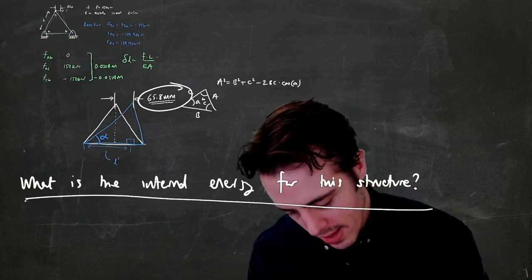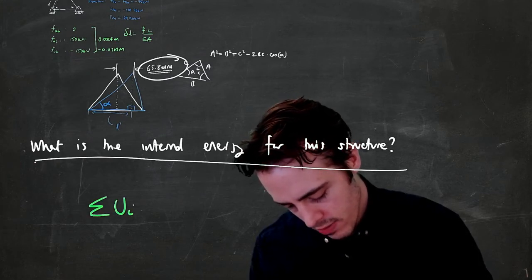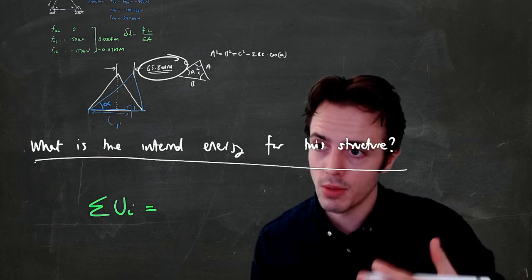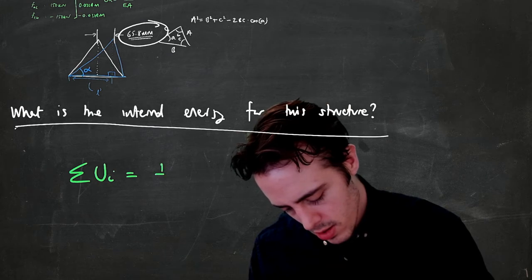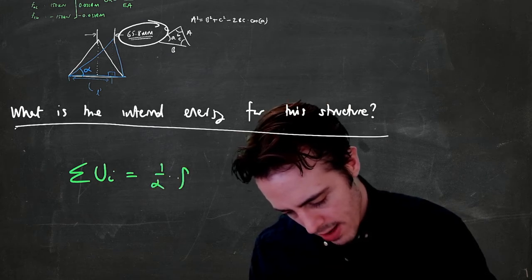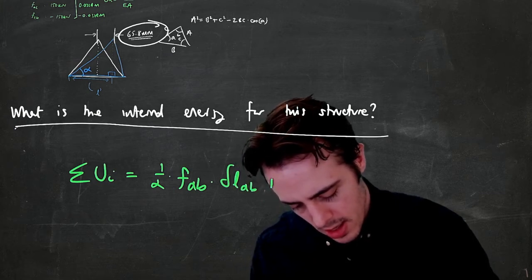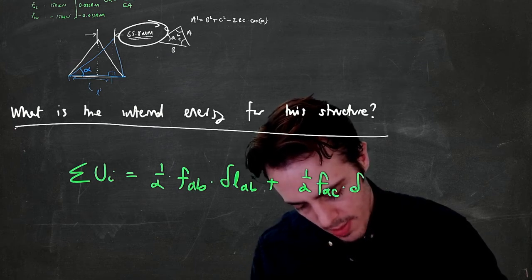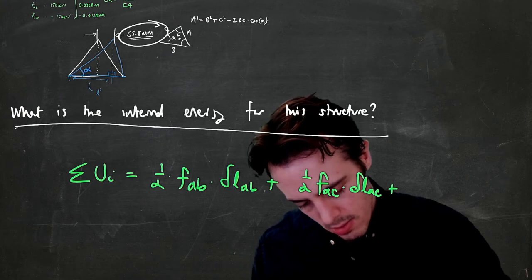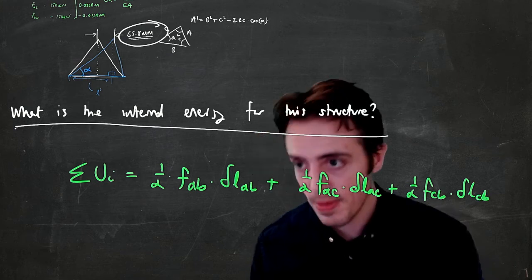This structure is really easy, so this is good. We can see that like any other structure, the sum of internal energy is going to be equal to the sum of all of those forces multiplied by the deflections. So we'll say that's equal to 1/2 F_AB multiplied by delta L_AB, plus a half F_AC multiplied by delta L_AC, plus a half F_CB multiplied by the change in length along CB.